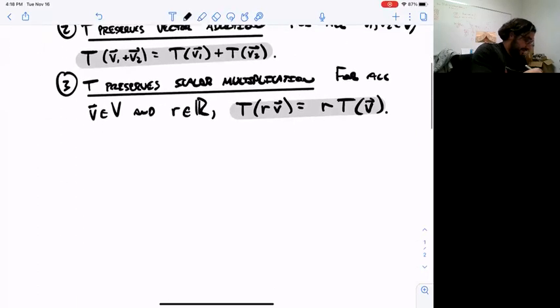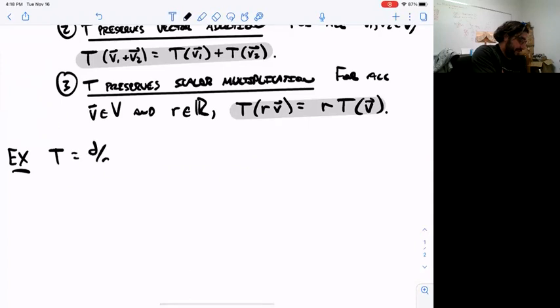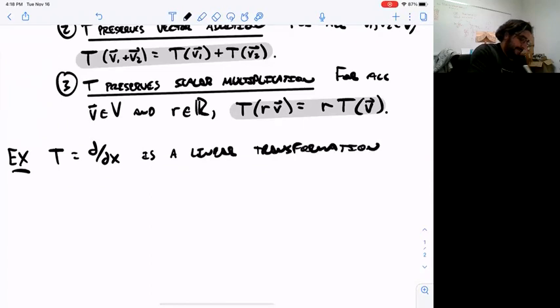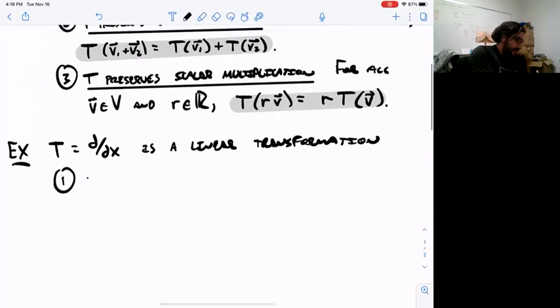And the key example, at least in the calculus sequence and differential equations, is the derivative. The derivative is probably the most famous example of a linear transformation, at least in that sequence of courses, in calc and diffy-q, right? So this is a linear transformation. And here you can easily check these three properties, right?